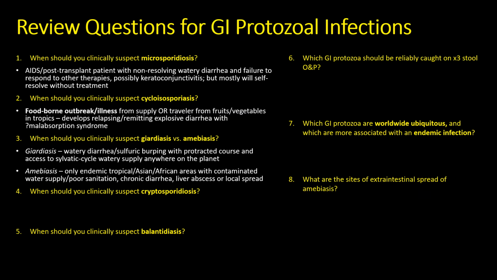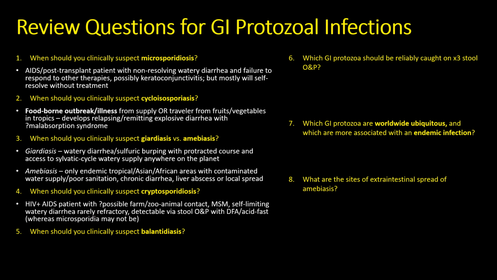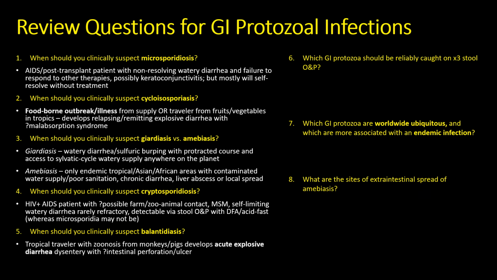Question 4. When should we suspect cryptosporidiosis? Just like with microsporidia, a non-resolving diarrhea in an AIDS patient anywhere in the world may be more related to water contamination with farm animals. This could be recognized with a DFA stain. Lastly, when do you suspect Balantidiasis? This is more associated with pig sewerage exposure and contaminated water and food supplies with an acute explosive diarrhea, classically with intestinal ulcer and perforation. Question 6. Which GI protozoa are reliably caught on a typical stool ova and parasite?